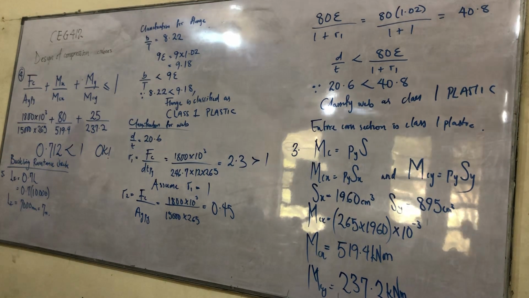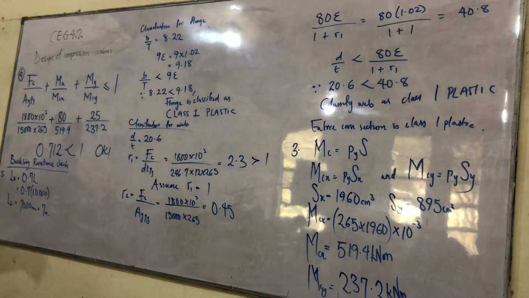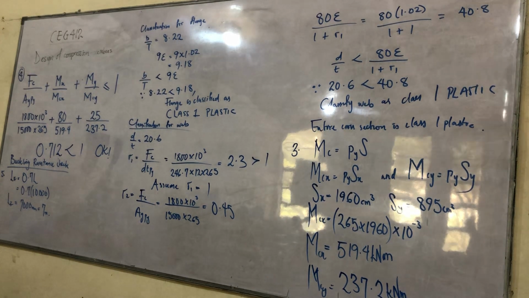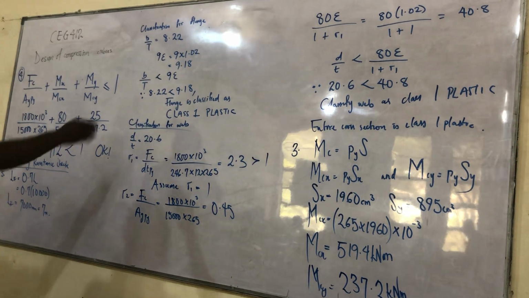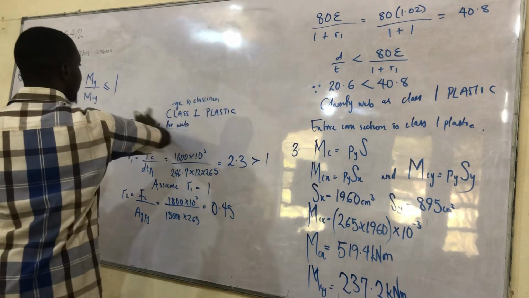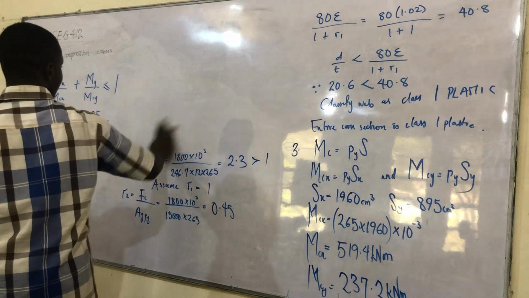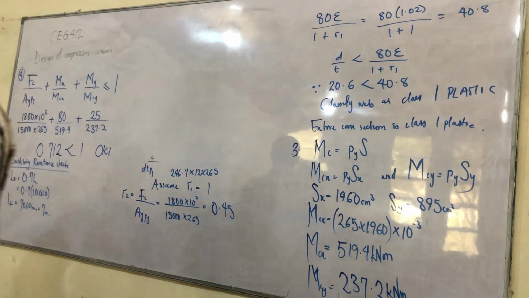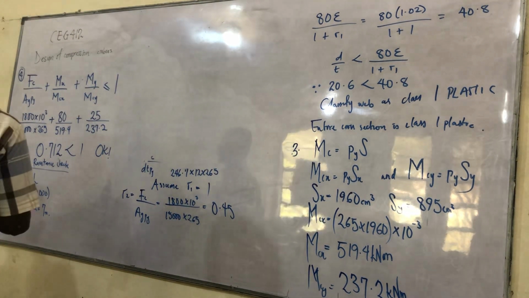Do you understand? So what's the next step? Slenderness ratio. You know how to get that, right? What's the formula? We are doing it in two axes, lambda x and lambda y. We are getting closer to the end. What's our slenderness ratio?